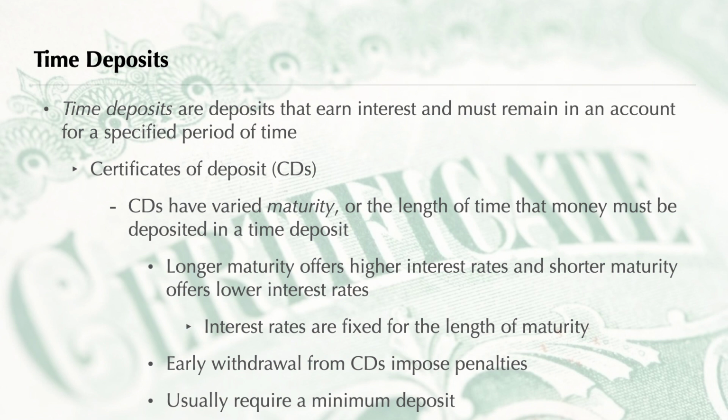Because people who invest in CDs lose the use of their money for a longer period of time, they receive a higher interest rate. In return, someone who withdraws funds before the maturity date must pay a penalty. CDs usually require a minimum deposit, which may range from $250 to $100,000. Both the maturity and the interest rate are established when the account is opened, and the interest rate stays constant until the maturity date. Fixed interest rates offer both benefits and drawbacks.